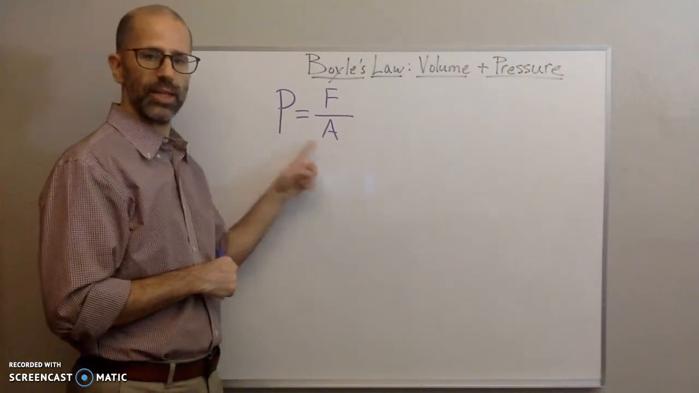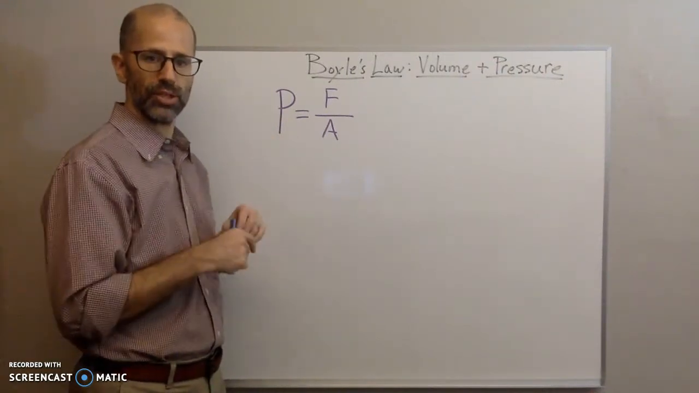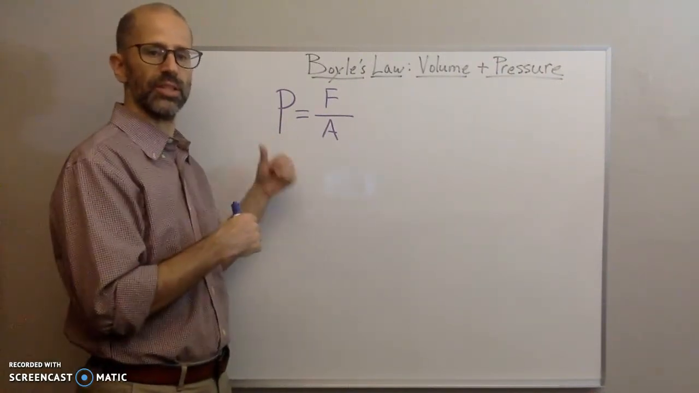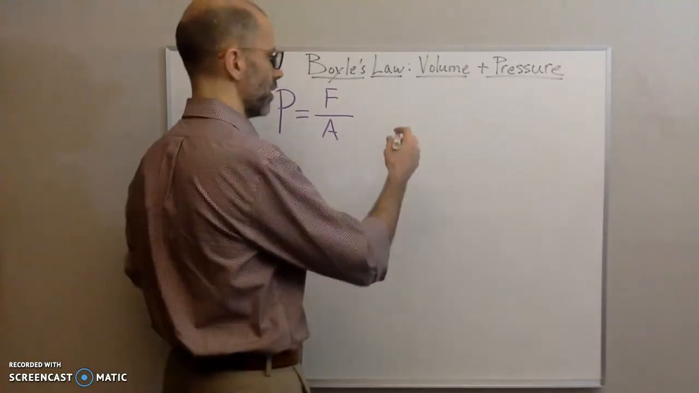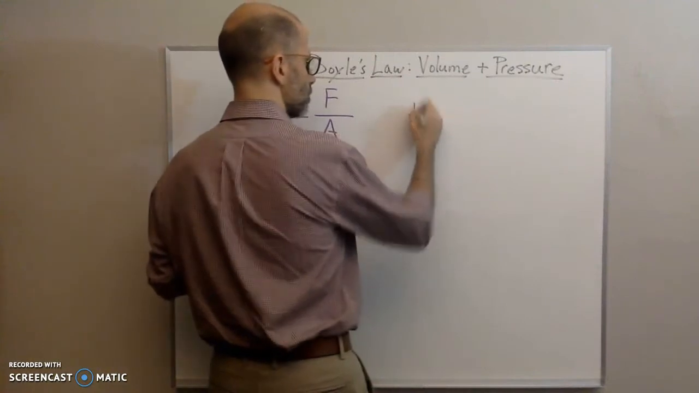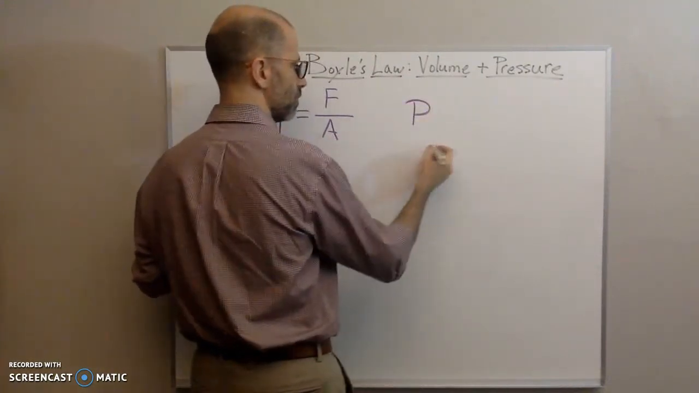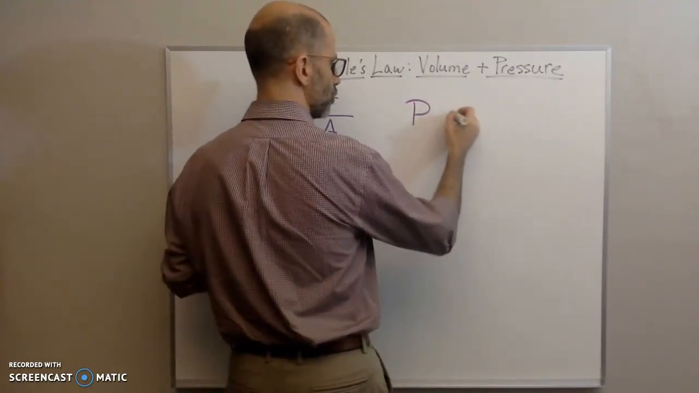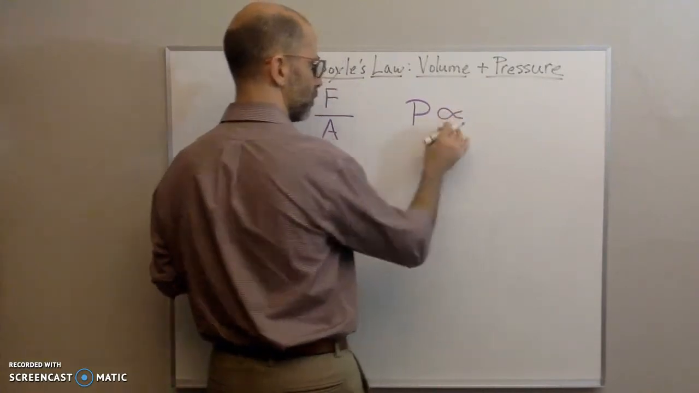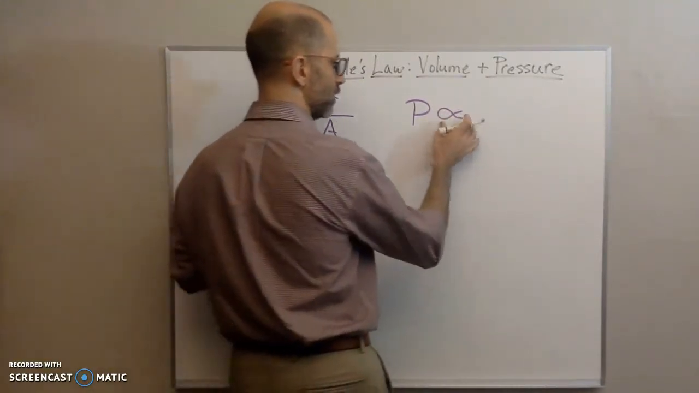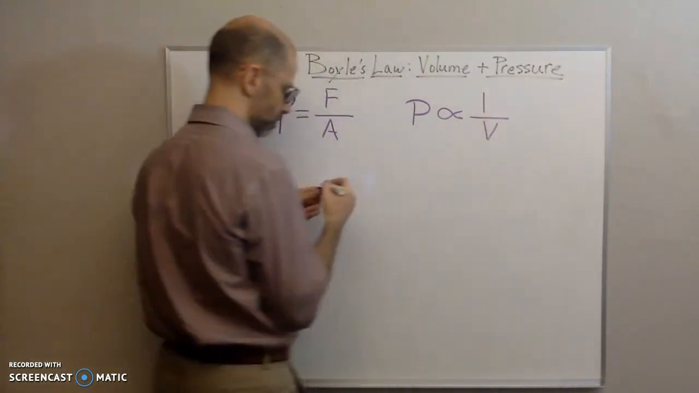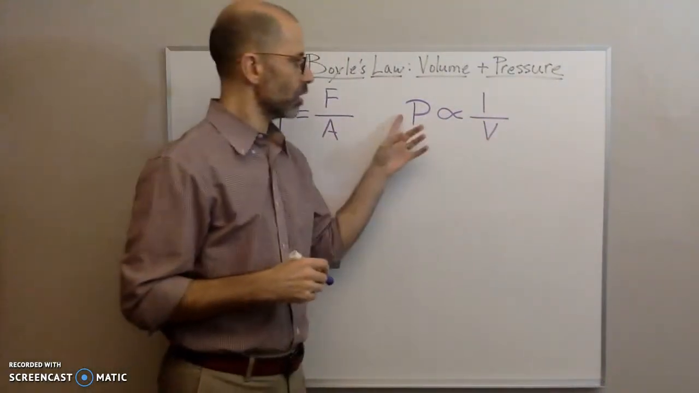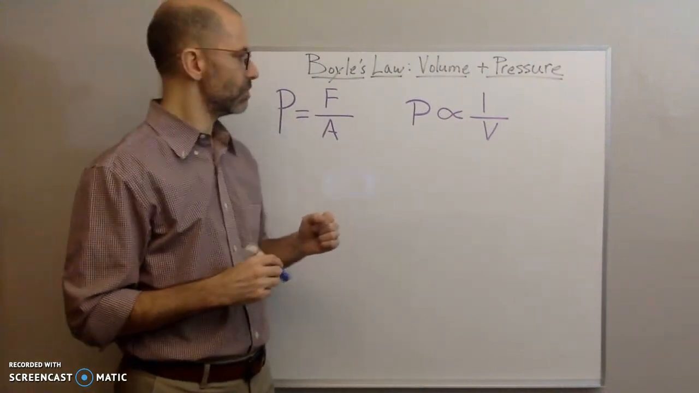So that is an inverse relationship. If one decreases, the other increases. And so we can represent that in this way. The pressure of a gas is proportional, right? So this is the proportional sign. Pressure of a gas is proportional to 1 over the volume. So they're inversely proportional.